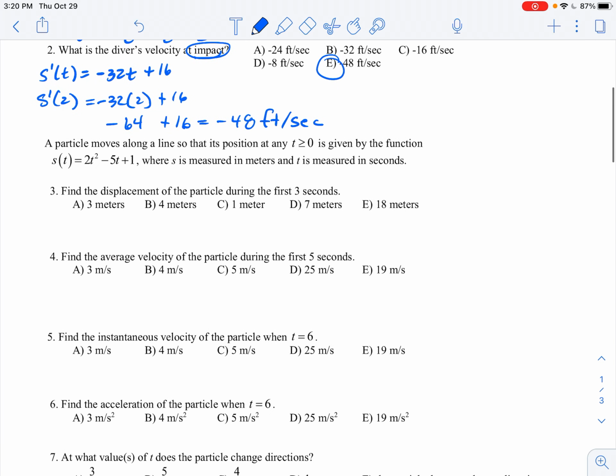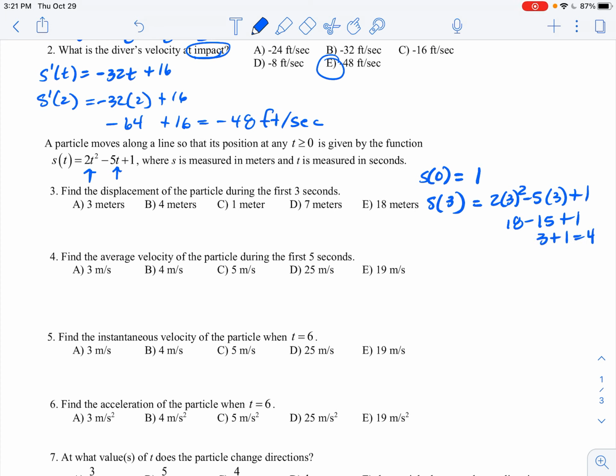All right, the next one. Says a particle moves along a line, so its position is given by this function. We have another quadratic. S is measured in meters, and t is measured in seconds. Find the displacement of the particle during the first 3 seconds. Okay, so we need to figure out where this particle was at a time of 0, and if I substitute in a 0 for my t's, that's just going to give me 1. And then also at 3 seconds, if I sub in a 3, that's going to give me 2 times 3 squared minus 5 times 3 plus 1. And so 18 minus 15 plus 1, so that's 3 plus 1, and that's 4. So displacement, if I start at 1 and I move to 4, that's 3 meters.